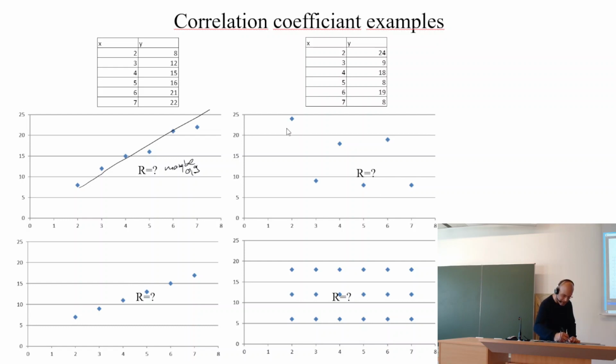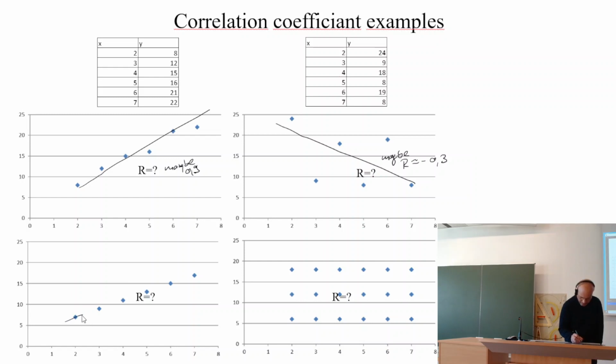In this case, well, there is maybe somehow a falling dependence. So I'm coming from the left side. Maybe this would be our regression line. And then I would have an R of maybe, let's say, minus 0.3.